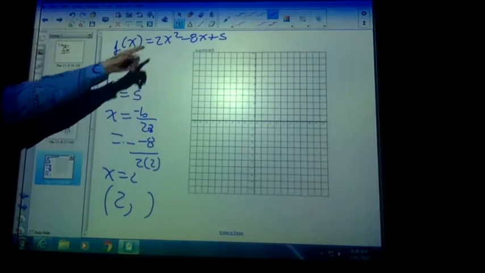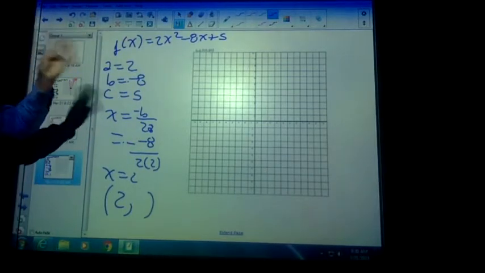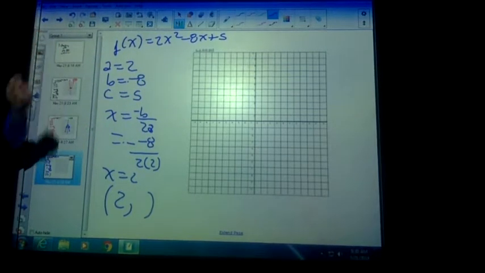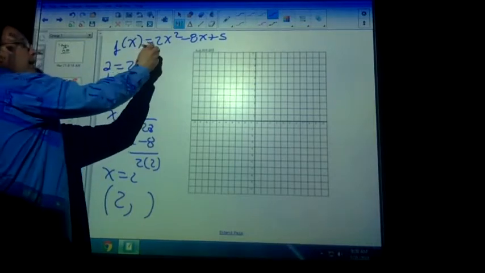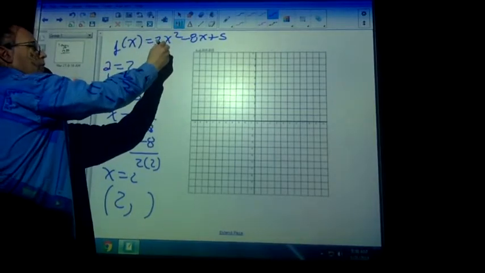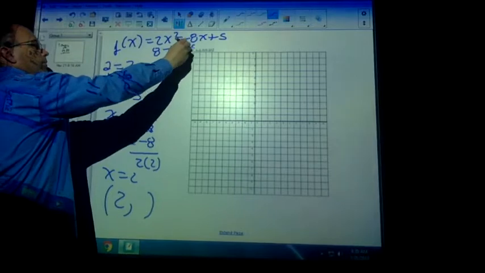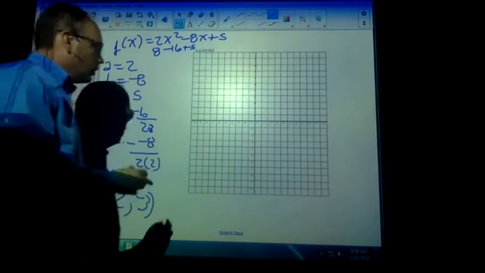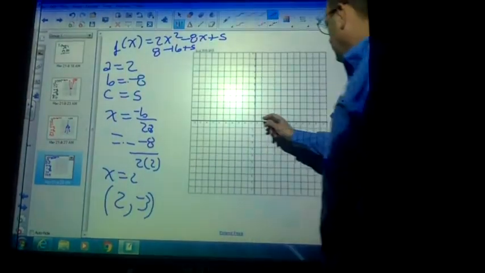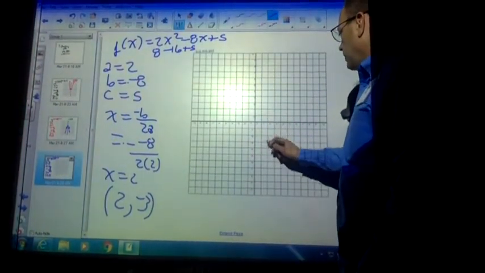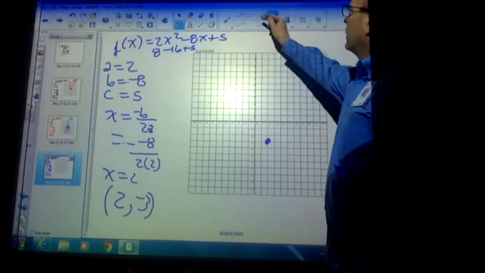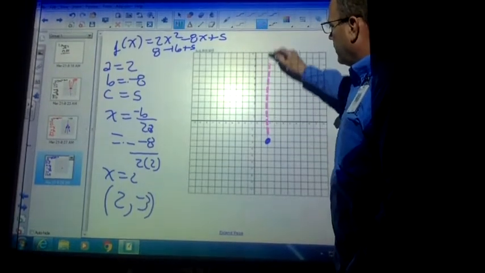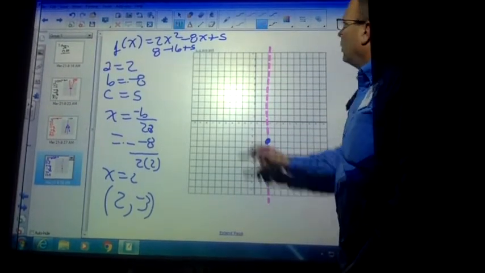We take that 2, plug it in. 2 squared is 4. 4 times 2 is 8. Negative 8 times 2 is negative 16 plus 5. Negative 3, cool. So 2, negative 3. There's our vertex. Our axis of symmetry is right here. Cool.